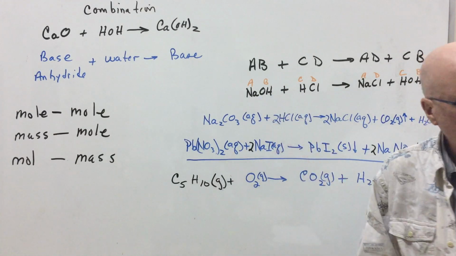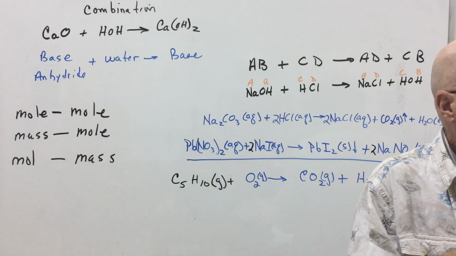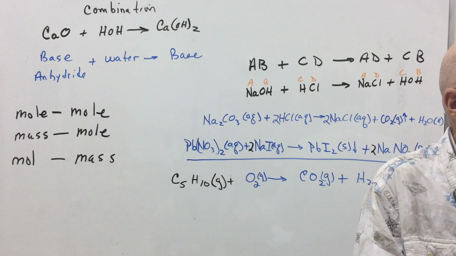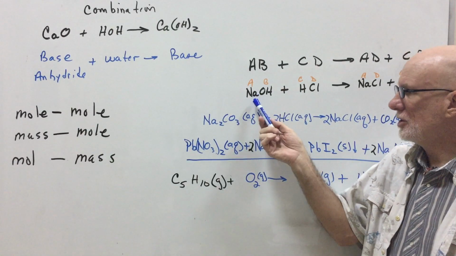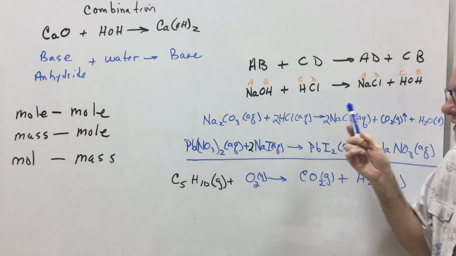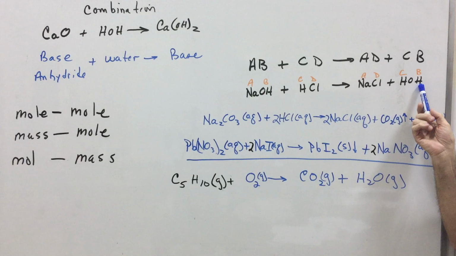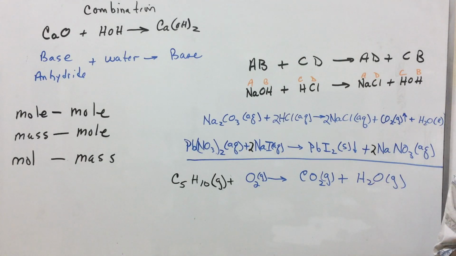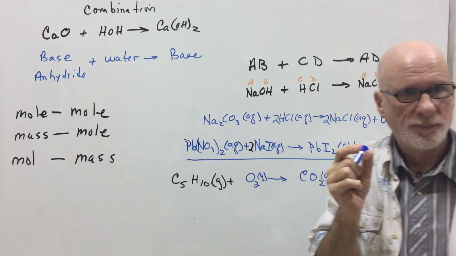And it's actually, you're exchanging not necessarily ions, but you can break each of these down into 2 parts. An A, B, C, D, and then that's going to yield A, D, and C, B. Hydroxide, I'm saying, is a component. Clear?